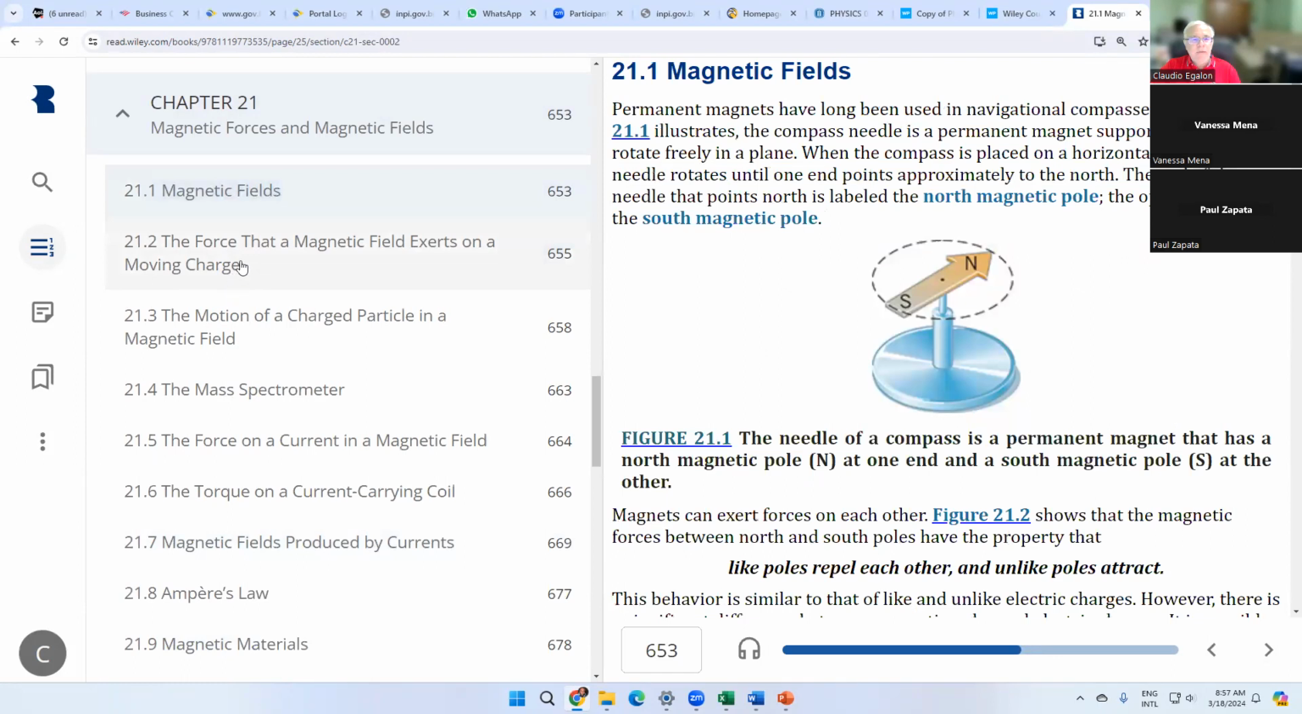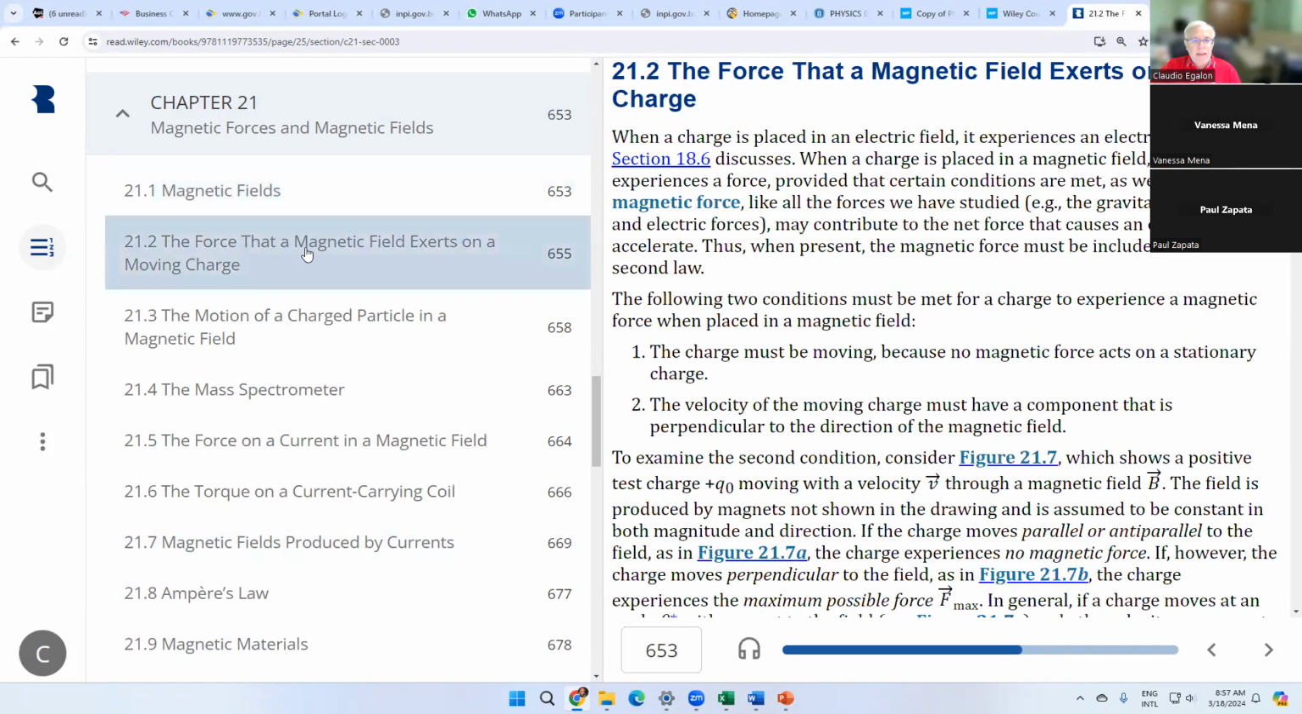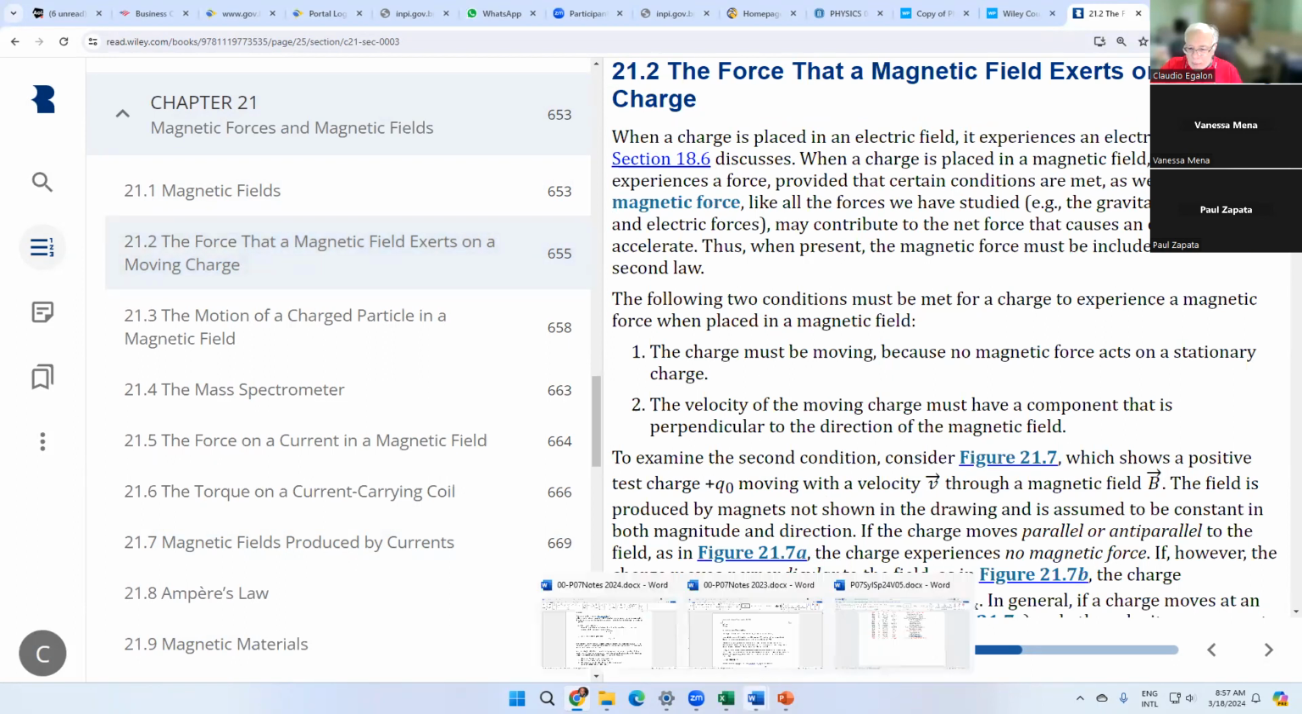We are in chapter 21. Okay, good. Magnetic fields, and we started looking at magnetic forces exerted on a moving charge. Okay, so that's where we are.